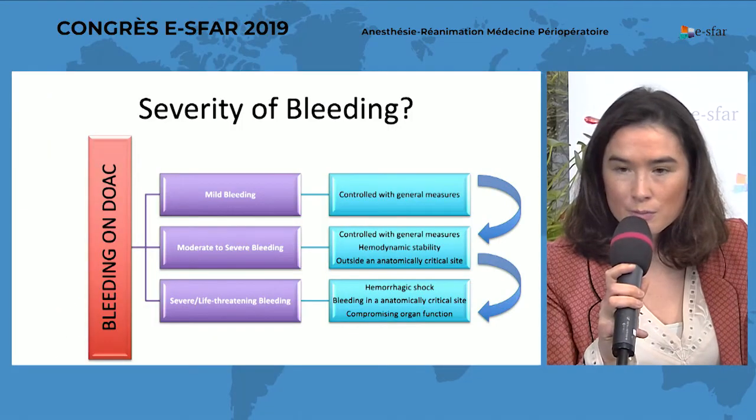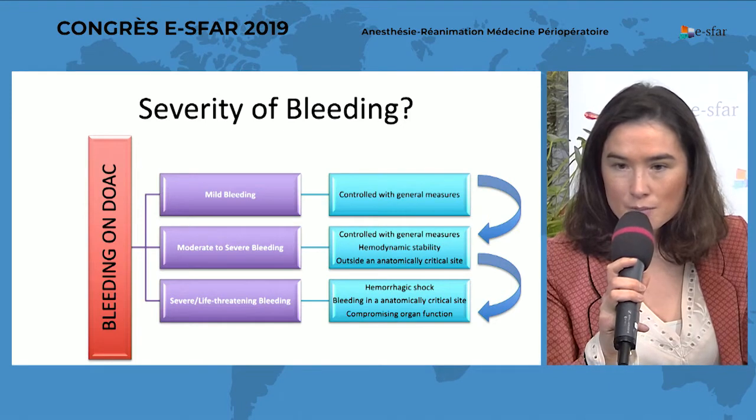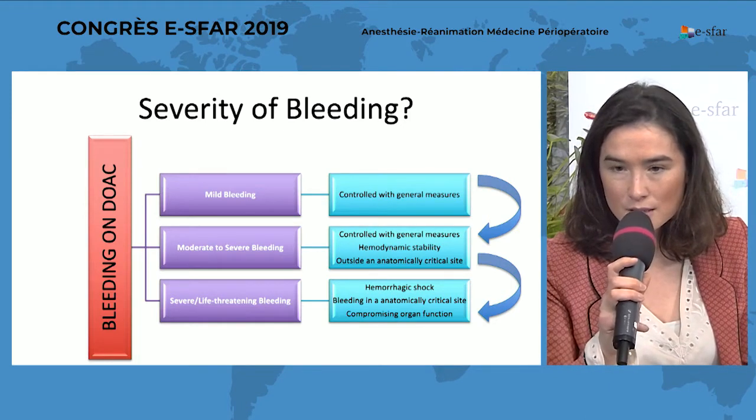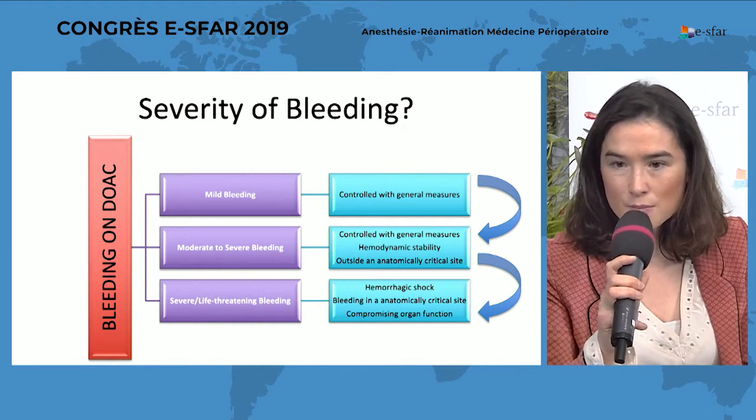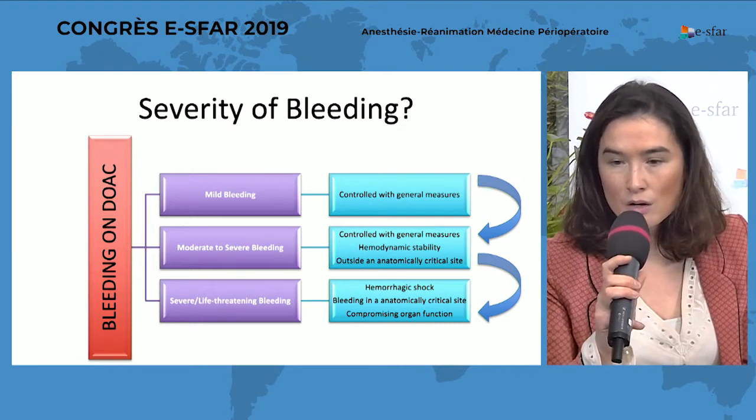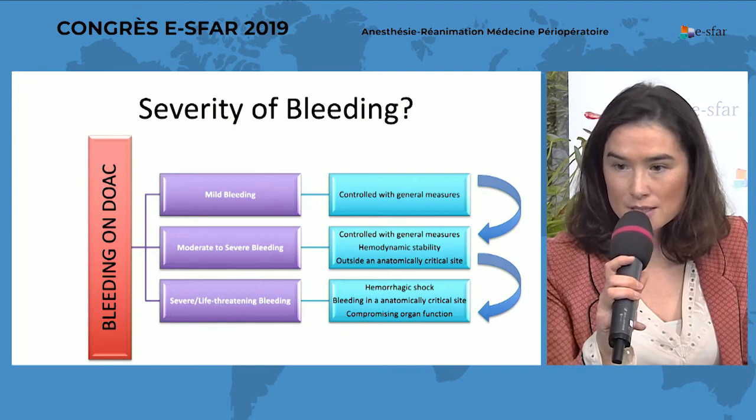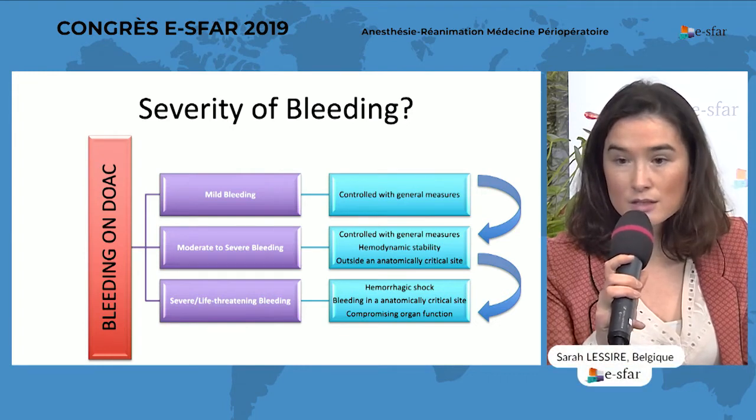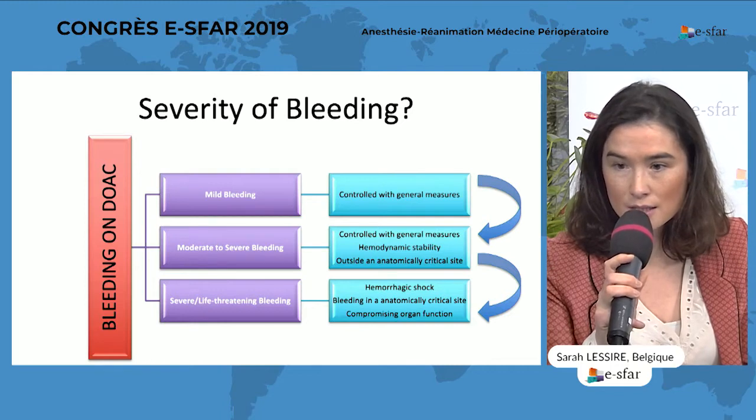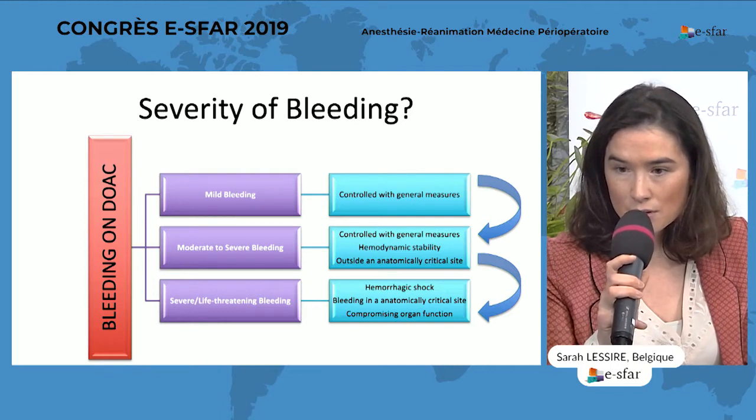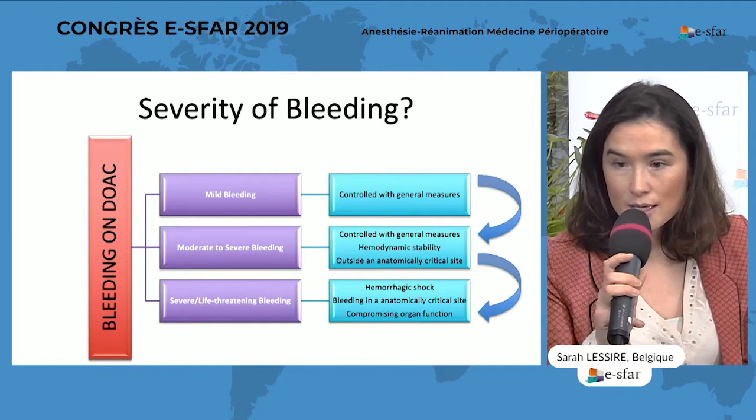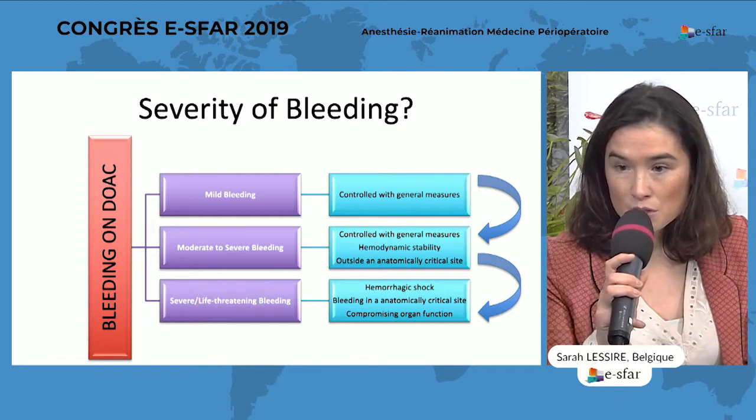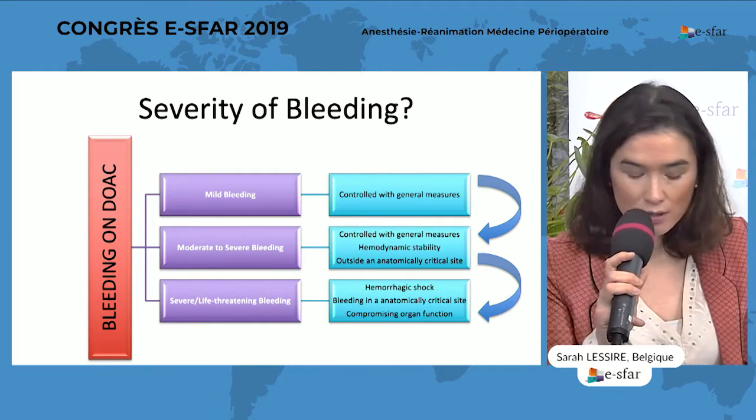So the first point to assess when a patient comes with a bleeding on DOACs in the emergency department is to assess the severity of bleeding. Is it a mild type of bleeding? Is it a moderate to severe bleeding, with a patient who is hemodynamically stable and outside an anatomically critical site? Or is it a severe and life-threatening bleeding with a patient who is unstable, maybe in hemorrhagic shock, and in a bleeding which can rapidly compromise an organ function?